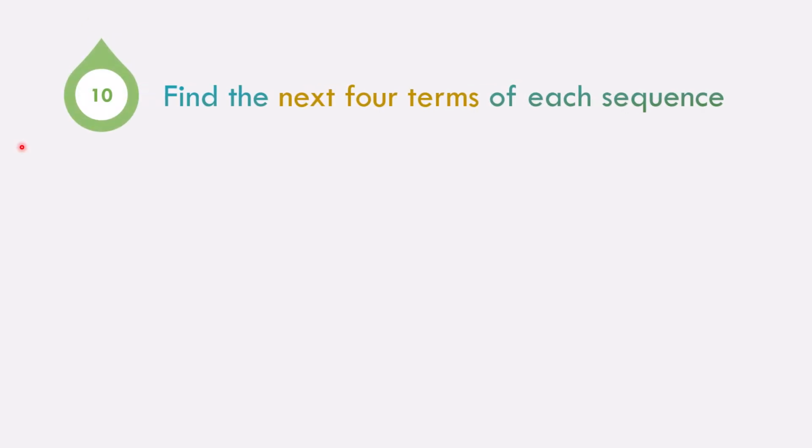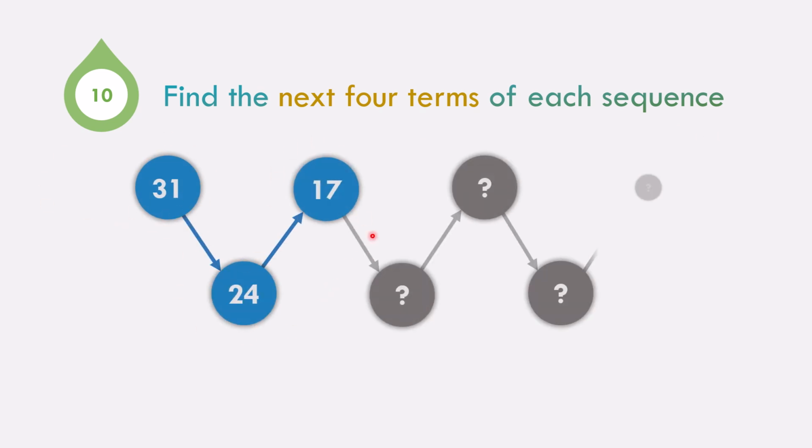How about number 10? Let us find the next four terms of each sequence, 31, 24, and 17. We need to identify the next four terms. So what could be the pattern from 31 to 24? We subtract 7. 31 minus 7 is 24. Minus 7 is 17. From 17 up to here, we need to subtract 7.